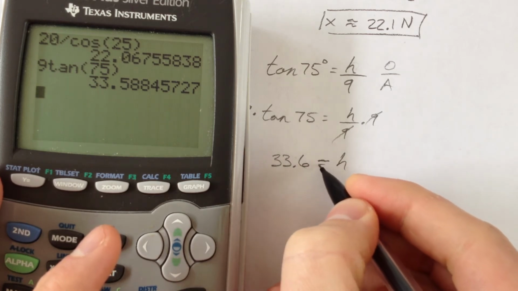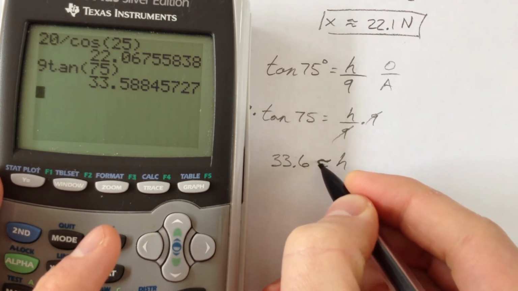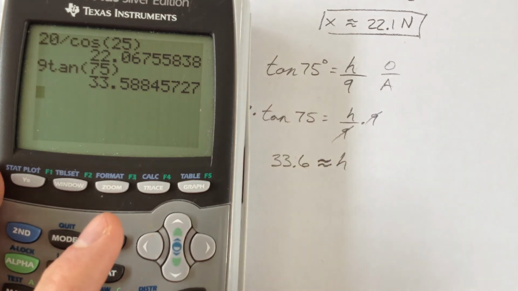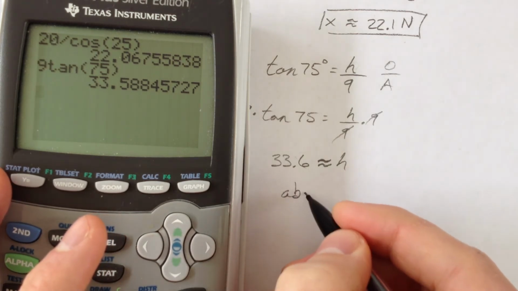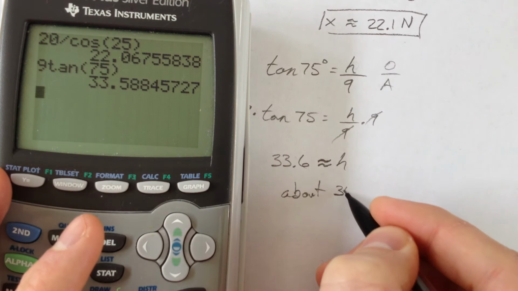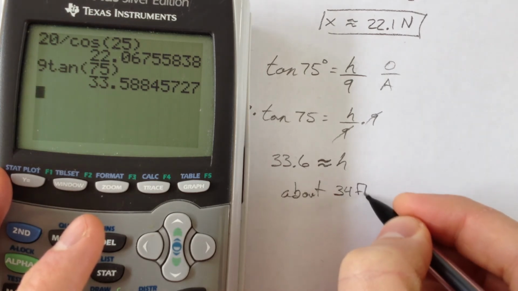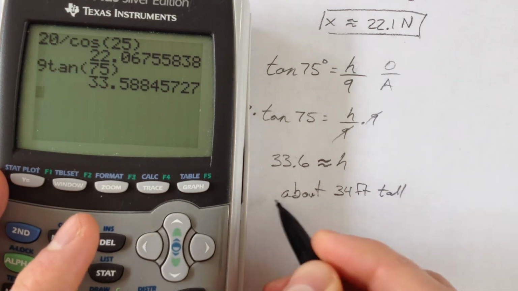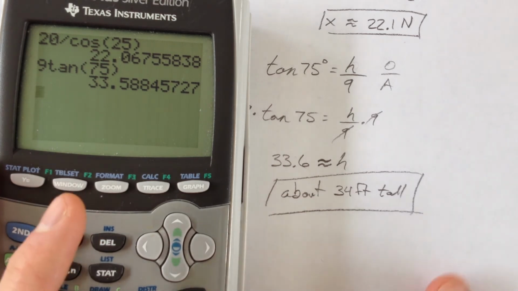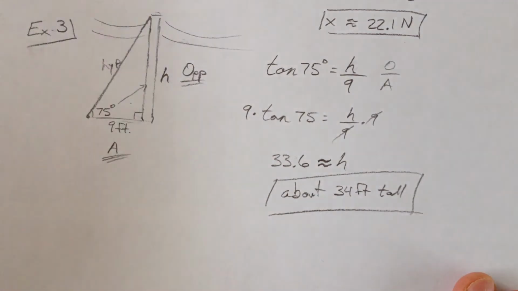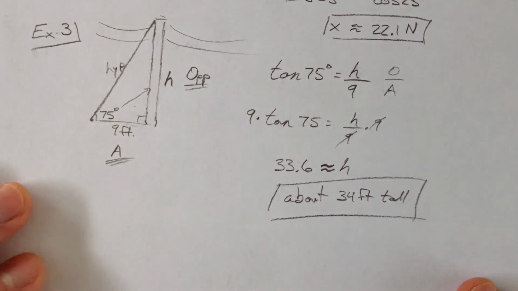33.6. And so telephone pole is about 34 feet tall. And there you have it. This is how you use sine and cosine and tangent to find missing pieces within right triangles. Do not go about using these without right triangles.